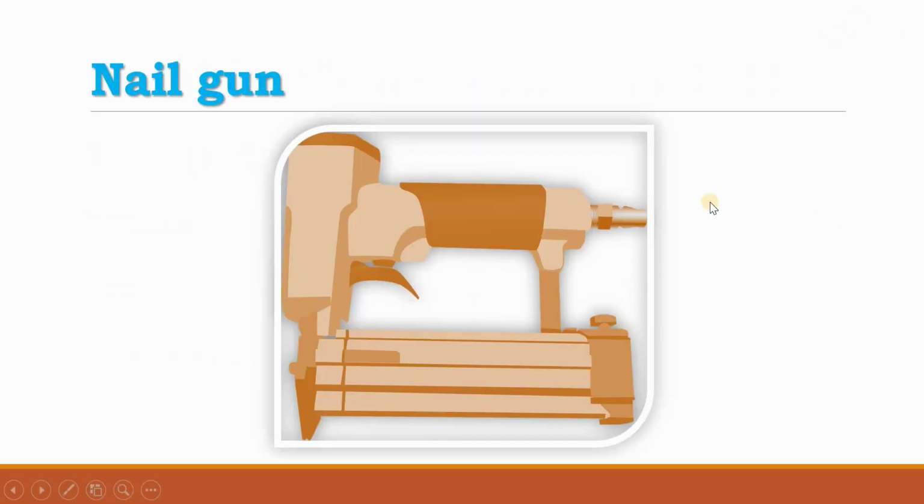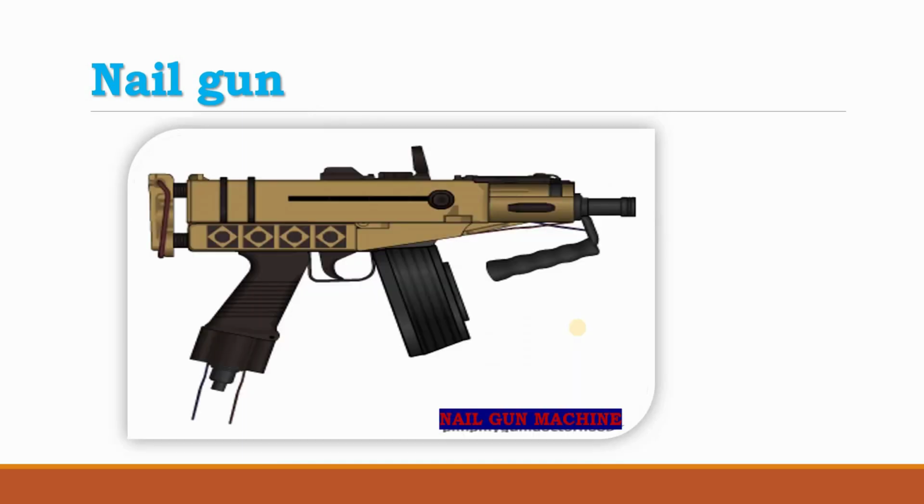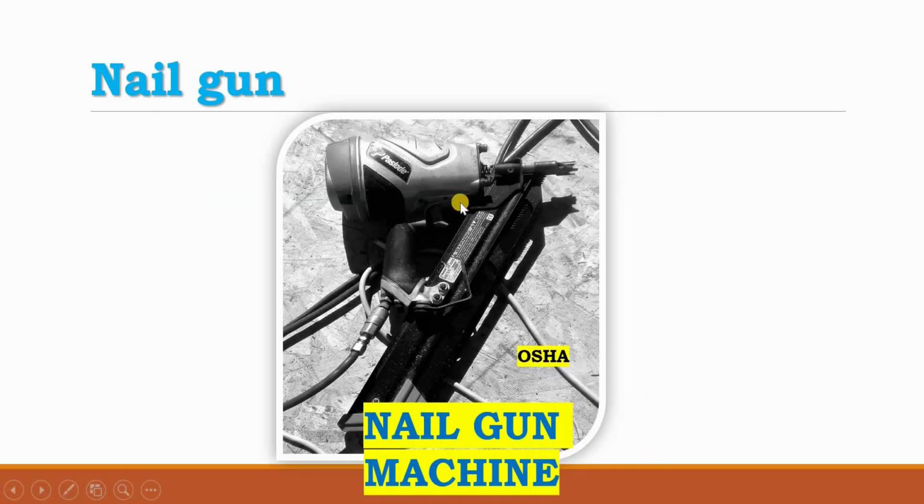So this is a nail gun. You can see it in the picture. I cannot show you clearer visuals as it might become a copyright strike, but we can see some pictures of a nail gun or nailer. You can see that this is a nail gun tool or machine. This is also a nail gun machine. You may have seen this in the workplace.